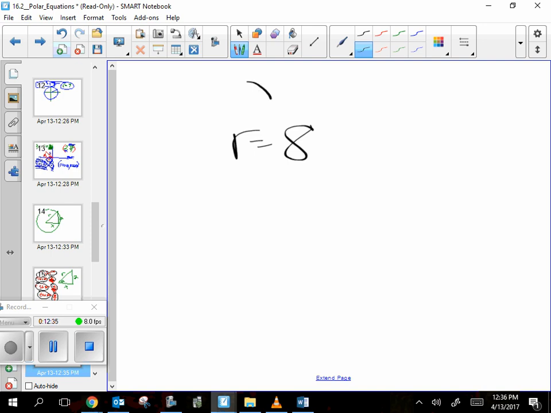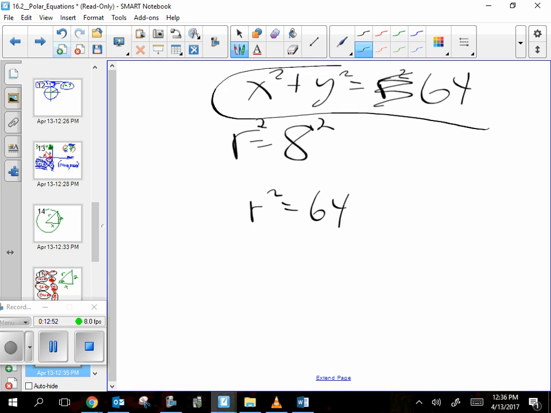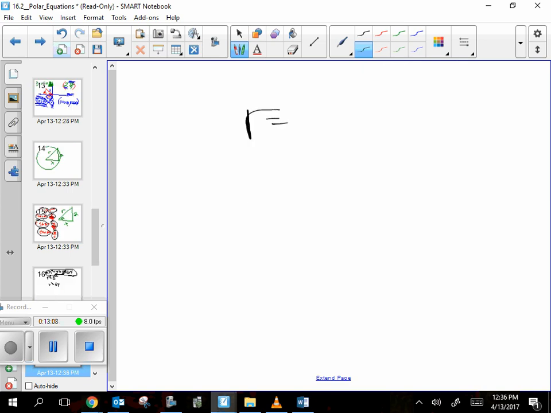I like to just say x squared plus y squared equals r squared. And so I look at it and go, okay, it would be really nice if I had r squared. So I just square both sides. There. R squared is 64, and then I can just stick it right there. There's other ways to do it, but that works. X squared plus y squared equals 64. That's what kind? Is that polar or rectangular? That's rectangular.